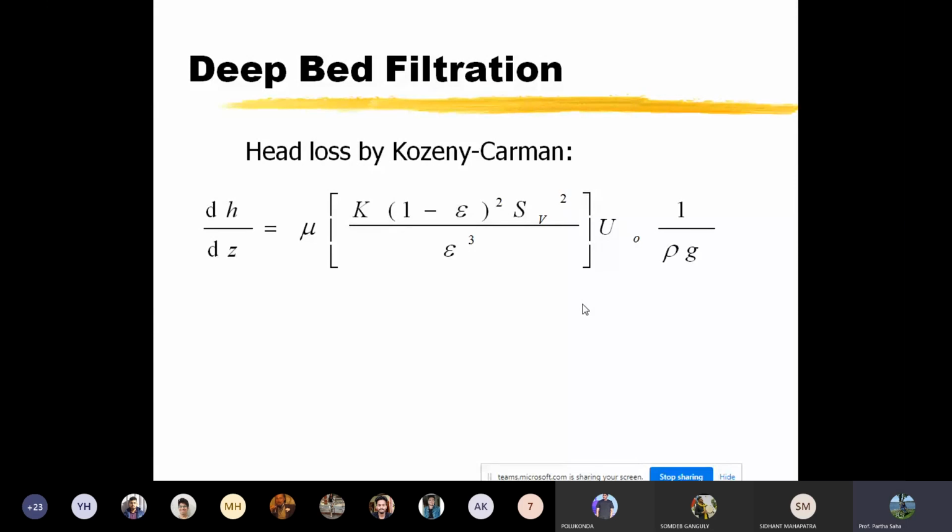Most important is this: the head loss, which happens due to the separation of the fine and coarse particle, is given by dH by dz equal to the same expression as the Kozeny-Karman equation, and then it is 1 by rho g. Okay, U naught times 1 by rho g.